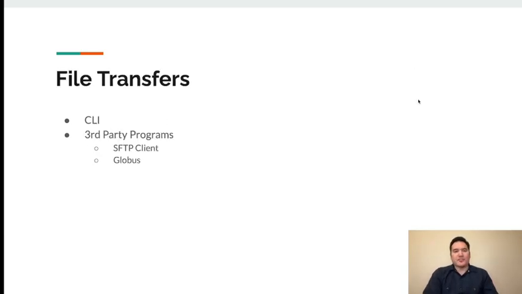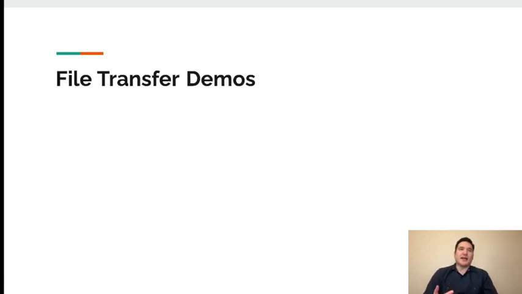I want to talk a little bit about file transfers now as well. You'll often need to transfer data from your client machine, or from some storage, to the HPC cluster. There are two primary ways of doing this: either through the terminal command line interface, using tools like SCP or rsync, or you use a third-party program like an SFTP client. I'm going to have some examples, primarily focusing on the command line interface, and using the FileZilla SFTP client.